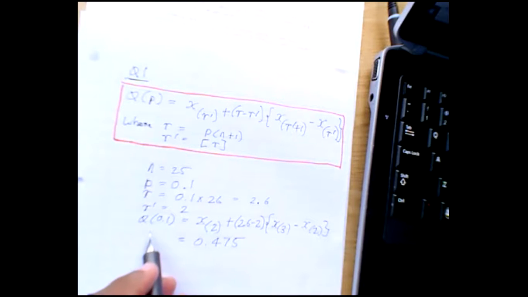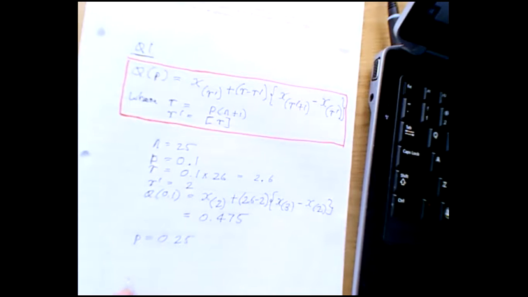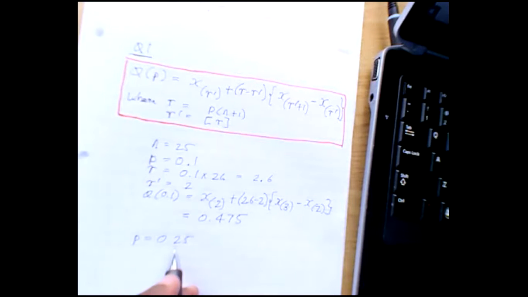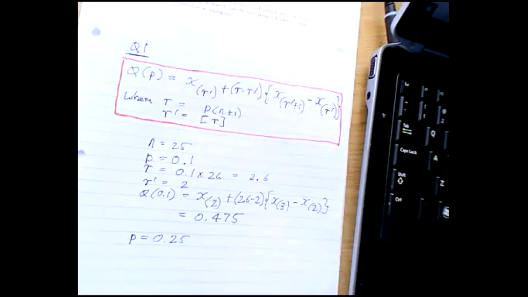All right, so this is the quantile at 0.1 equal to 0.475. The next part of the question is asking you to compute the same thing at 0.25, so p equal to 0.25. By the way, can you see this visualizer or is it not clear? Let me try to focus. Maybe this is better now. Is it better now? Okay. Thank you, guys.